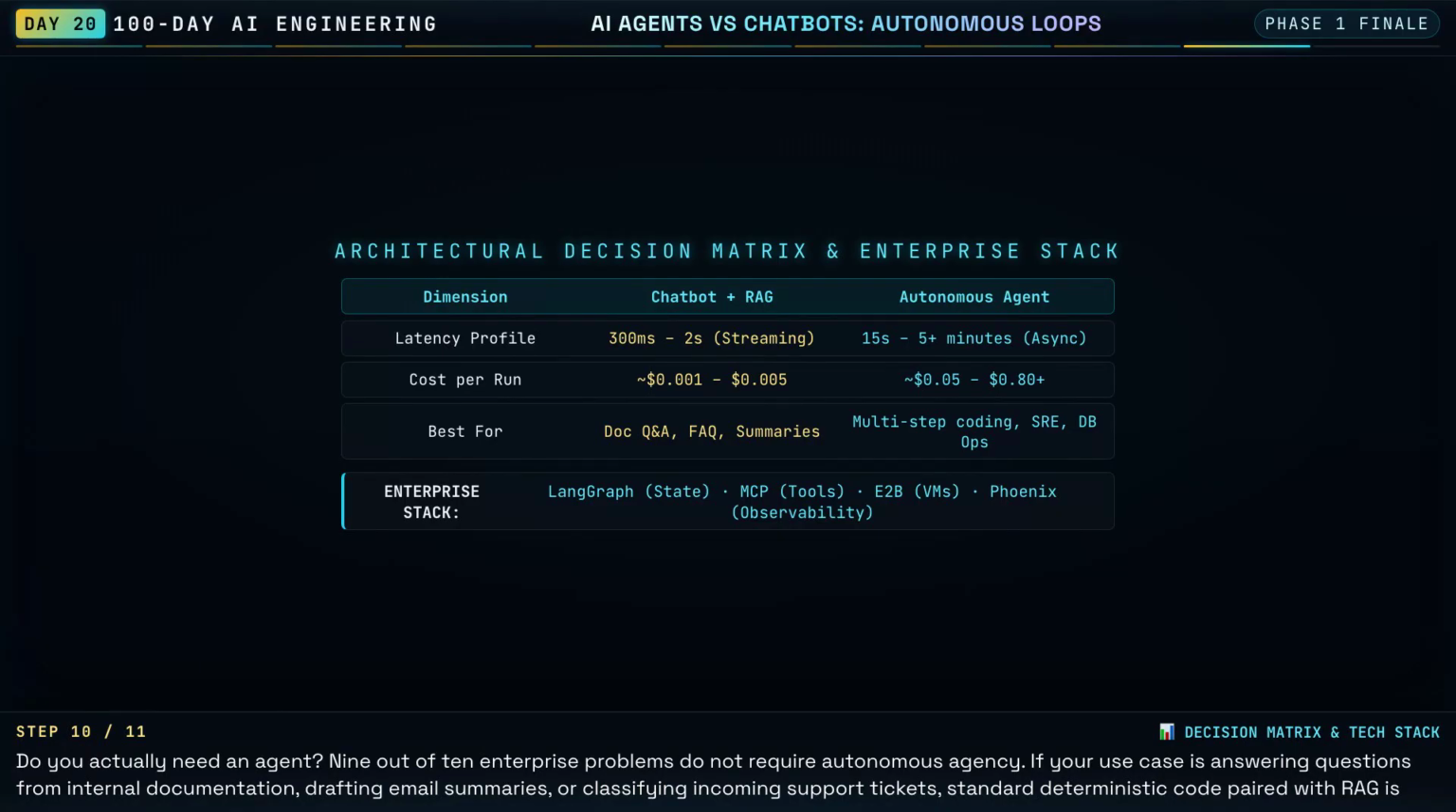Adopt an autonomous agent architecture only when the sequence of steps cannot be hard-coded in advance. The system must dynamically adapt to environment feedback, and the workflow requires multi-step interaction with external APIs. When you do build agents, standardize on a modern enterprise stack. Use LangGraph or Temporal for durable state persistence. Model Context Protocol for tool interfaces. E2B micro VMs or Docker for execution isolation. And OpenTelemetry for end-to-end tracing.